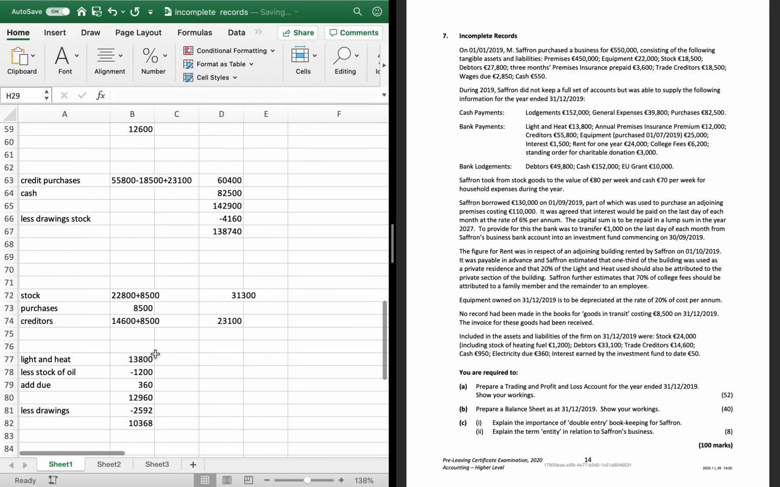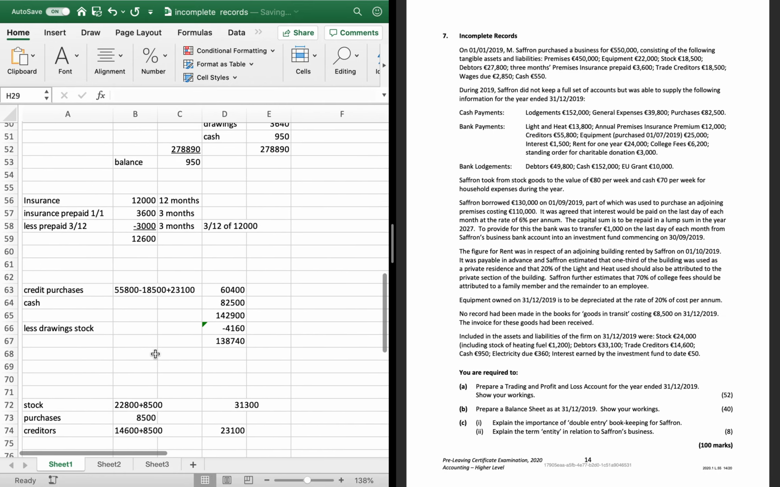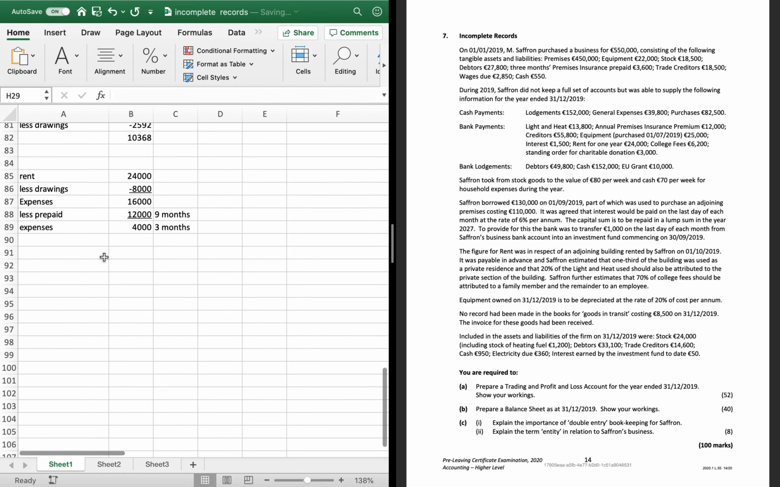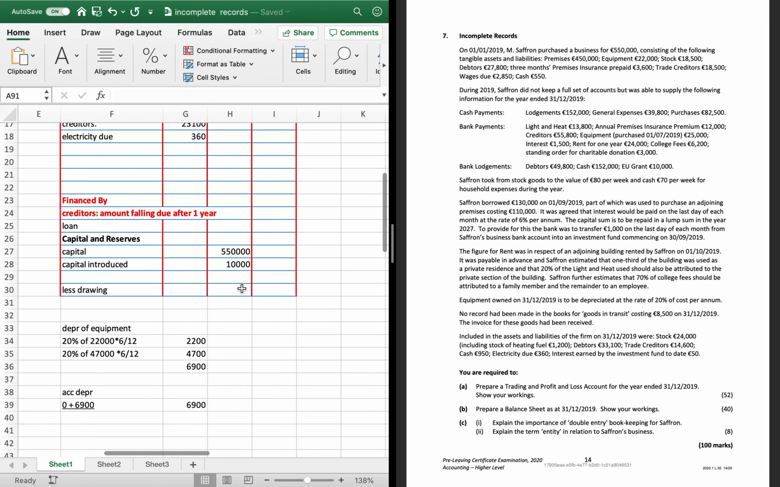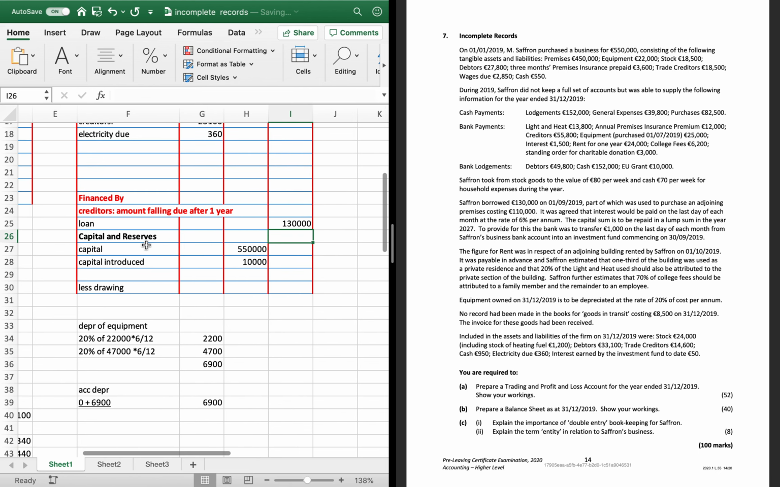So in effect, one working. I'll keep on coming down here. Safron borrowed 130,000, part of which was used to purchase an adjoining premises. At that stage, I just want to see how he's paying it back. It's repaid in one lump sum, so the full 130,000 can go into your loan. If it had been split up in installments, some of it would have to go into current liabilities, but it's not. So the 130,000 goes in there.